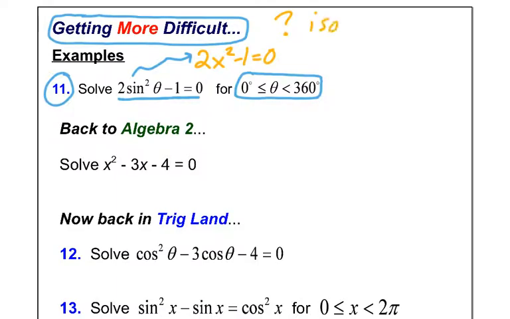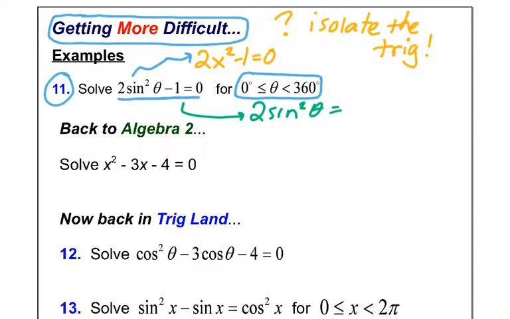So my clue for you over here, guys, is why don't you just go ahead and isolate the trig. Try to get the sine by itself so that you can solve for theta. So that's what I'm going to do over here first. Let's try to get the sine by itself. So the first thing I'm going to do is add the 1. So I get 2 sine squared of theta equals positive 1. Next step, do you see, we're going to divide by 2 on both sides. And I get sine squared of theta equals 1/2.